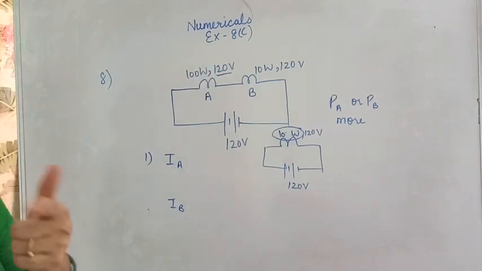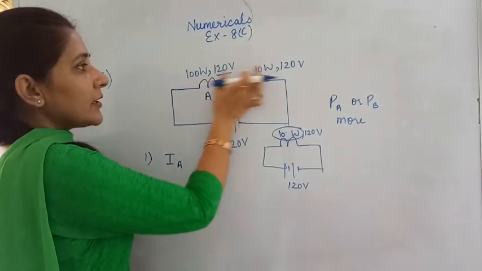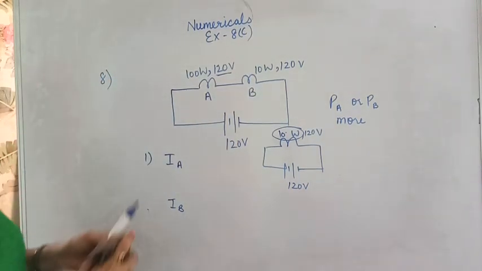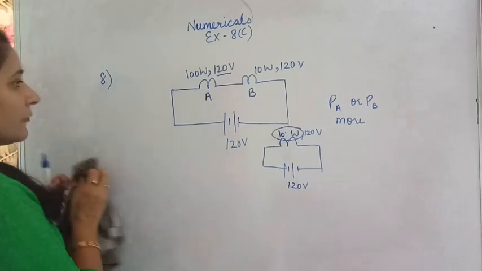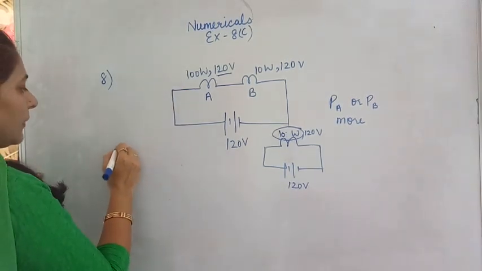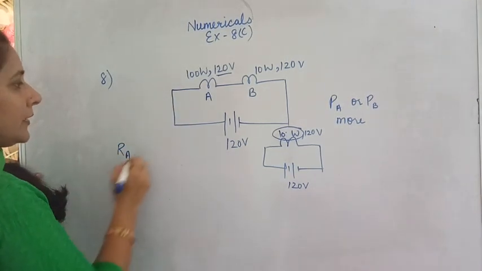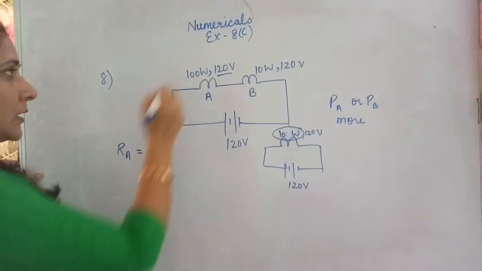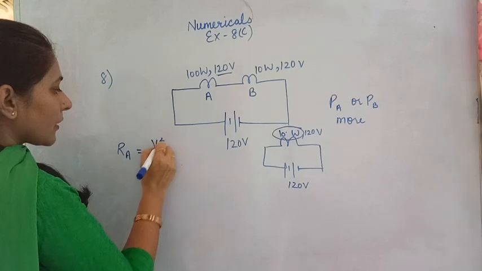We can find out the resistance of the bulb. For each bulb we can find out resistance. How to find out resistance for the bulb? I am finding it this way. This is for bulb A. Resistance for bulb A will be given by V square upon P.